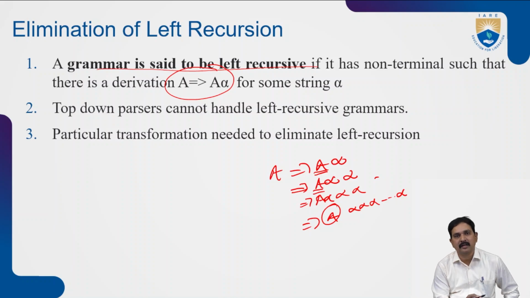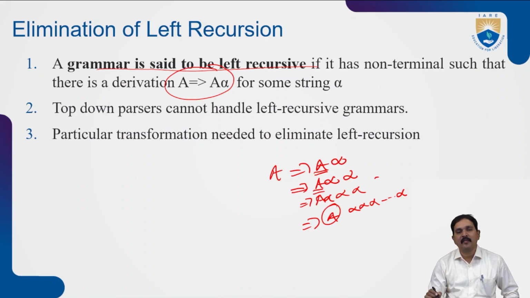In the derived string, at the left hand side and right hand side, the first symbol should be the same. In that case the entire production has the form of left recursion. So any grammar production that has the form A implies A alpha is called left recursion. The production is left recursive. A grammar is said to be left recursive if it has a non-terminal A such that there is a derivation A implies A alpha for some string alpha.